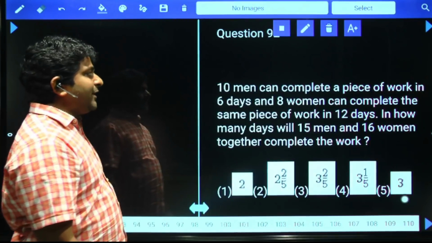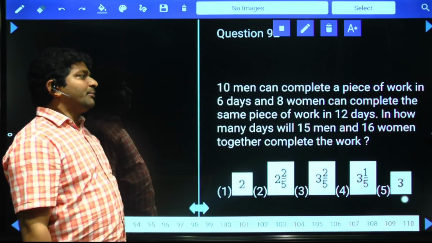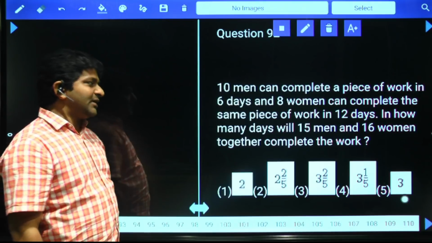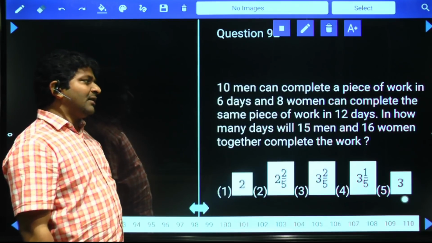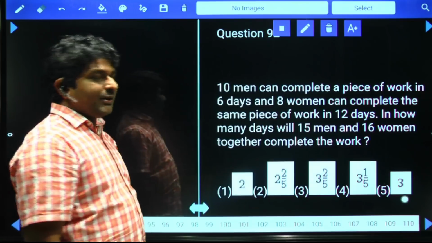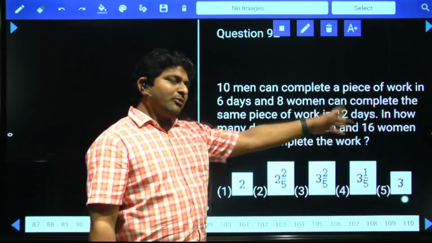10 men can complete a piece of work in 6 days and 8 women can complete the same piece of work in 12 days. In how many days will 15 men and 16 women together do it? Suppose 15 men, 16 women, forget it for some time.